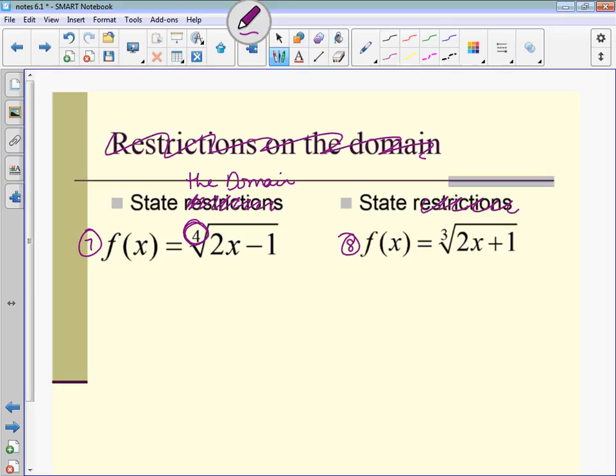So what you do is you take what's under your radical, so this 2x minus 1, and we say that needs to be greater than or equal to 0, because we want to make sure we can take the 4th root of something non-negative here. And then you just solve the inequality. So I would add 1 to both sides, divide by 2. And that's your domain. x has to be greater than or equal to 1/2.